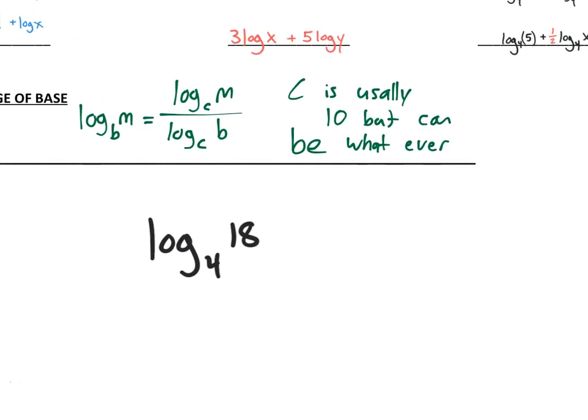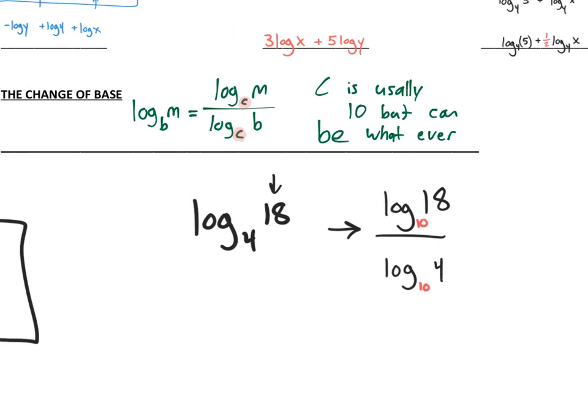We're essentially going to, if we had a scenario where we have a base that's not 10, re-express it in base 10. And you do that by putting log of the number up top divided by log of the number on the bottom. And if you're curious about what these C's are, they're going to be base 10s. That way we can use the button on our calculator.